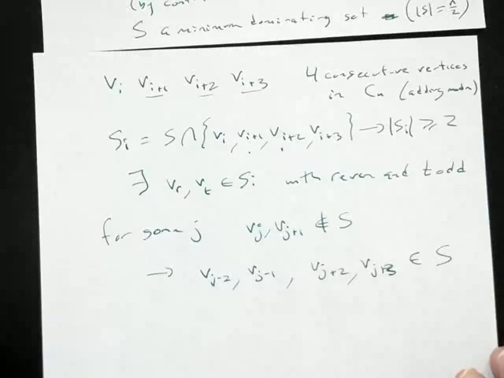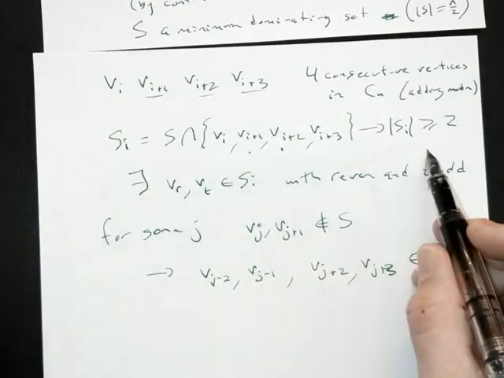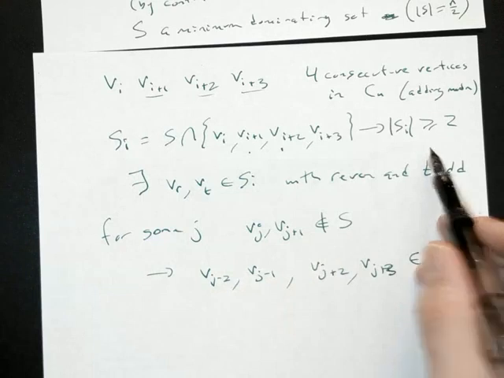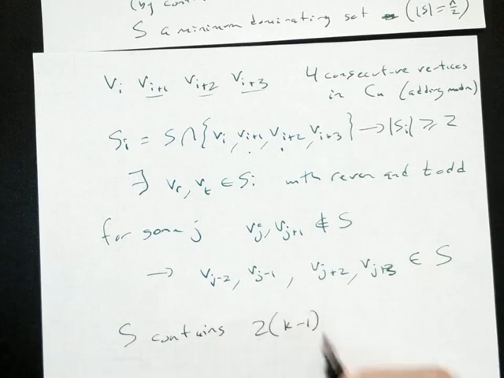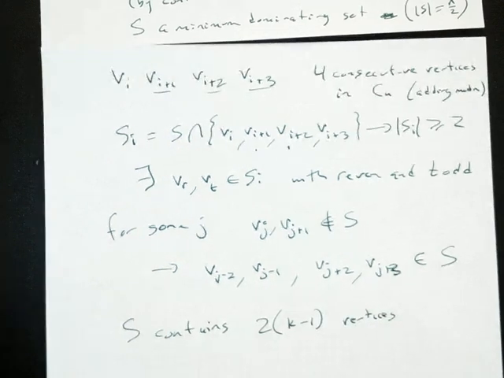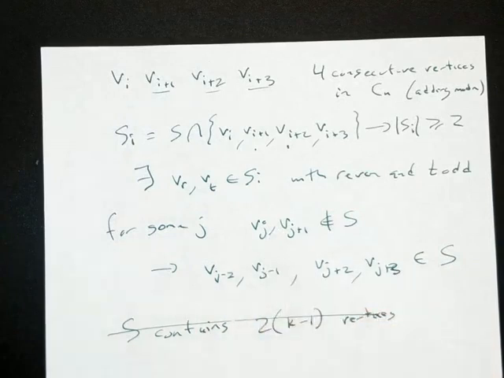Wait a second. For every i, Si is at least 2. Wait a minute. I left out a step. I can't write that sentence yet. I'm going to take these vertices and these two, that set of 6. I'm going to set them aside.